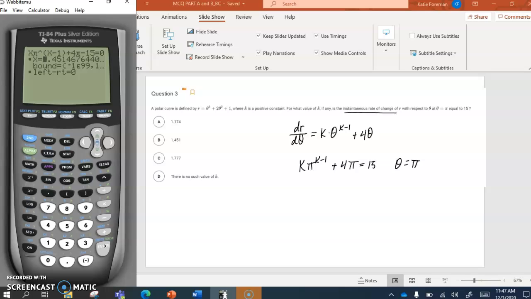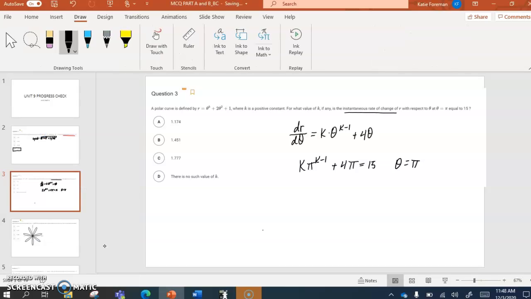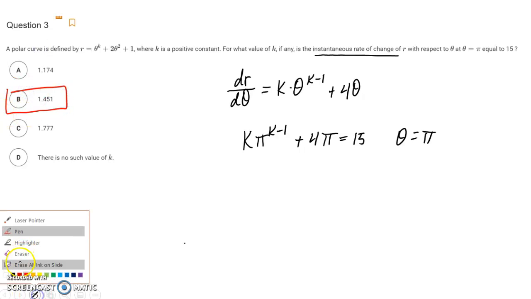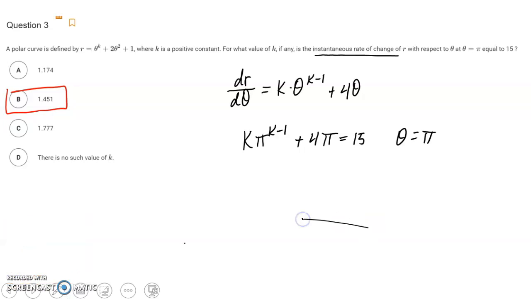So you could have done some guessing and checking with this. That's not really the intent, but if you had the value of k, you could have plugged it into the derivative function, see which one gets you closest to 15. But if you've never used the solver function on an 83 or 84, that's how you do it. Okay, so that gives us B as an answer.